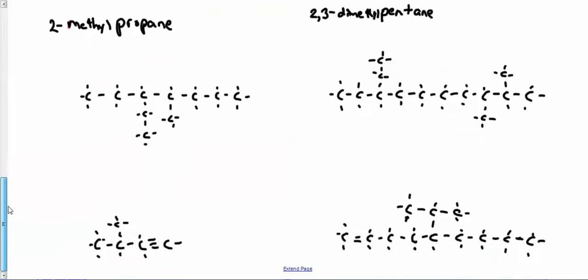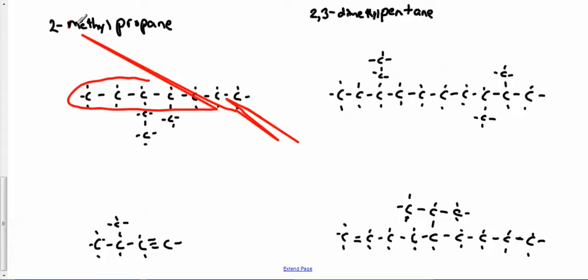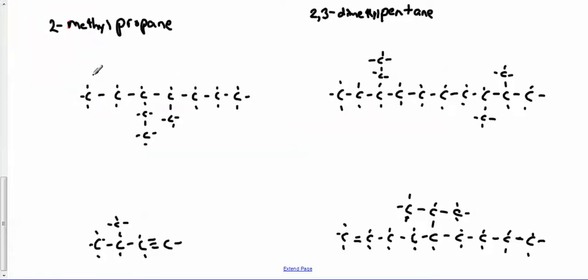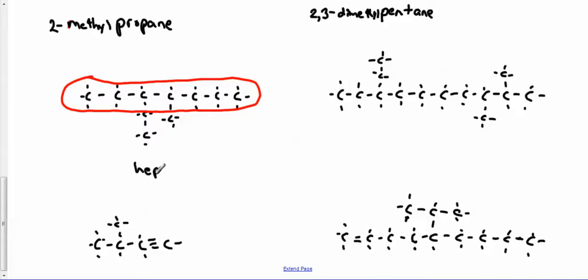Next guy, I'm going to circle the longest chain. Now I've made them all fairly straightforward. I kind of put the longest chain for the most part right horizontal in front of us. But this guy is 1, 2, 3, 4, 5, 6, 7. My little chart tells me that's hept. Are they all single bonds? Yes. I'm going to use the ending ane.